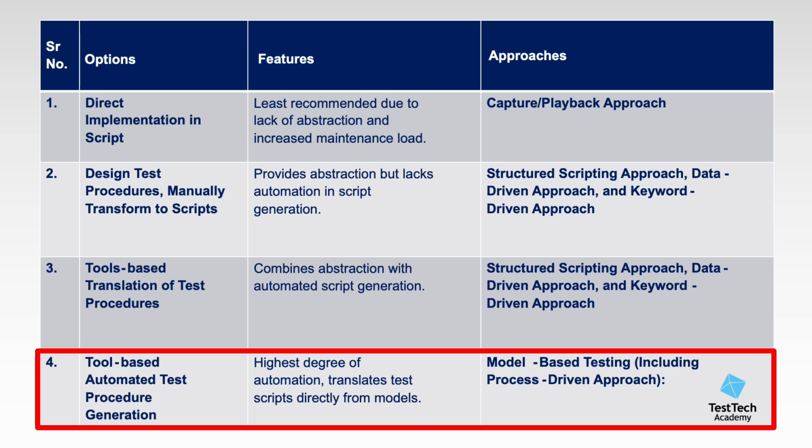The difference between option number 2 and option number 3 lies in the degree of automation. In option number 2, test procedures are manually transformed into test scripts, while in option number 3, specialized tools automate this translation process, reducing manual effort and potentially increasing efficiency.